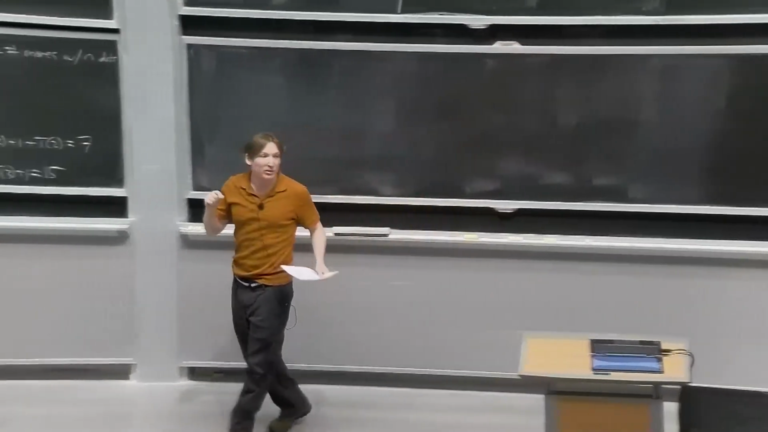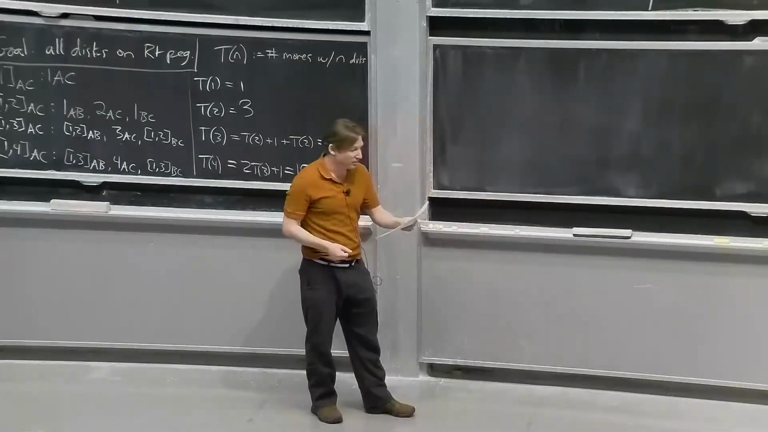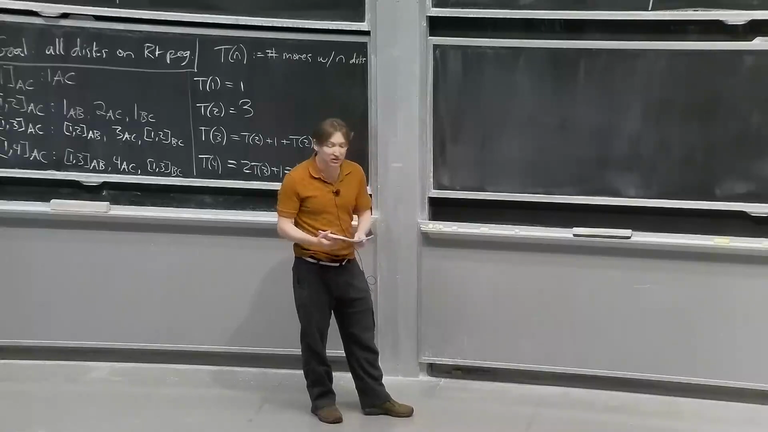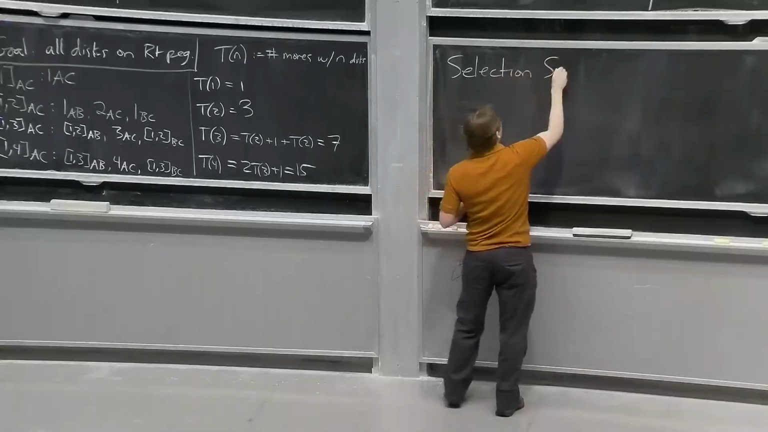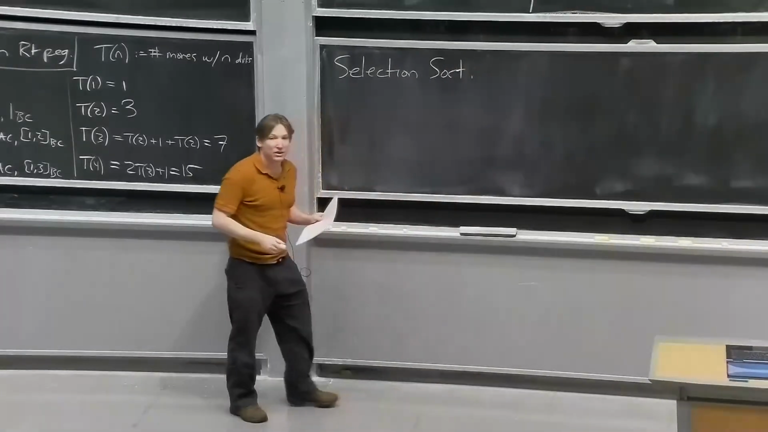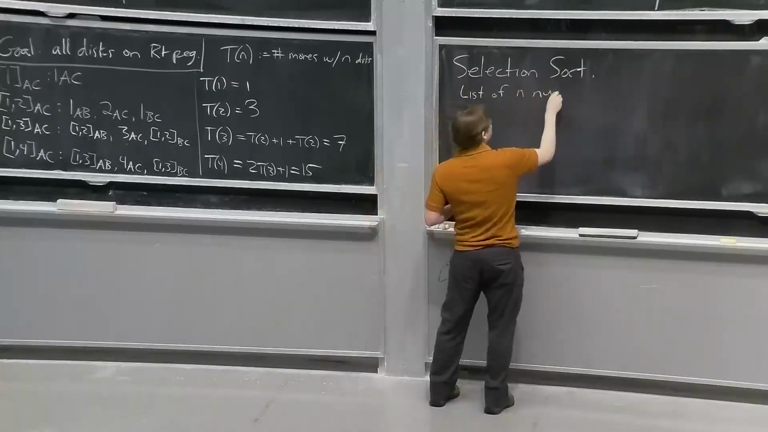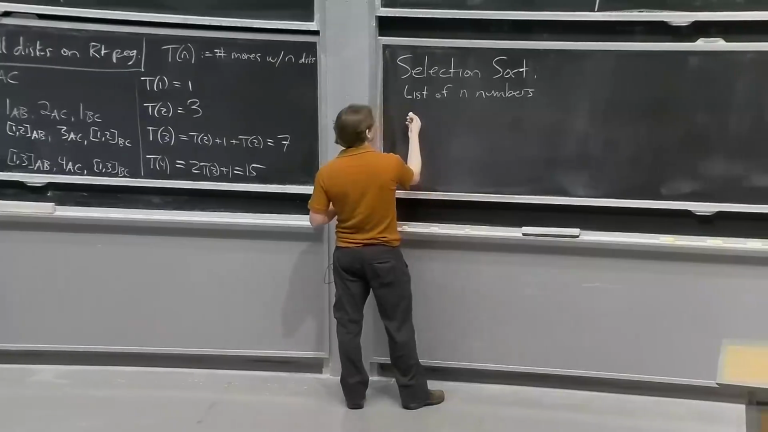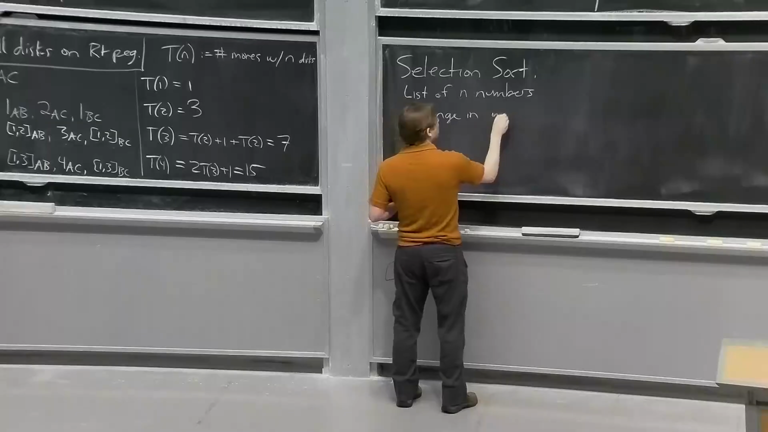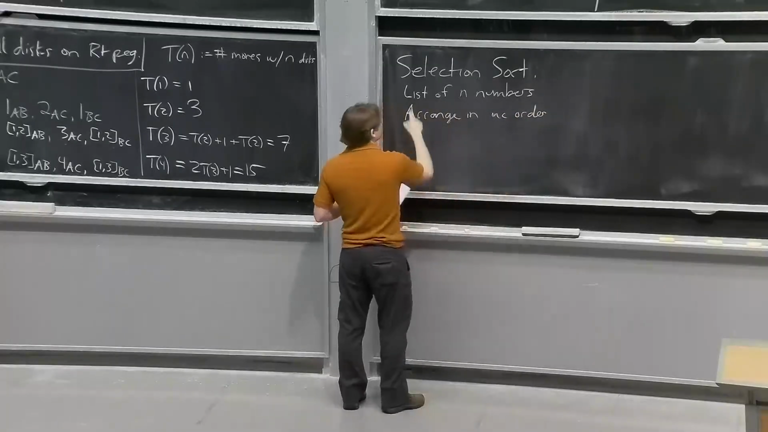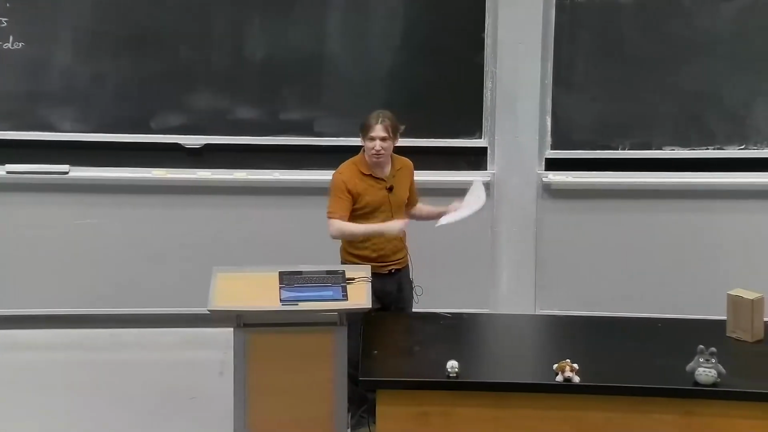I promised last time that we would talk about sorting, so let's talk about sorting. And before we get to merge sort, which is the fast algorithm we're going to talk about today, let's talk about a simpler algorithm called selection sort. The problem is you have a list of n numbers, and you want to arrange them in increasing order. So your list is in whatever order it's in, and you want to figure out the correct increasing order. So put them in sorted order.